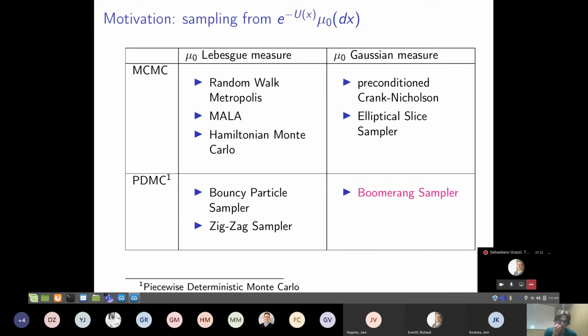So here is a table just to place the Boomerang Sampler among some other Monte Carlo techniques. All these Monte Carlo techniques are devices for sampling from a target distribution. On the left column, you see algorithms which take the reference measure to be the Lebesgue measure. While on the right, there are other algorithms which consider mu0 to be a Gaussian reference measure. In the first row, you find the classical Markov chain Monte Carlo methods, while in the second row, we have piecewise deterministic Monte Carlo methods. And here on the bottom right, the Boomerang Sampler.